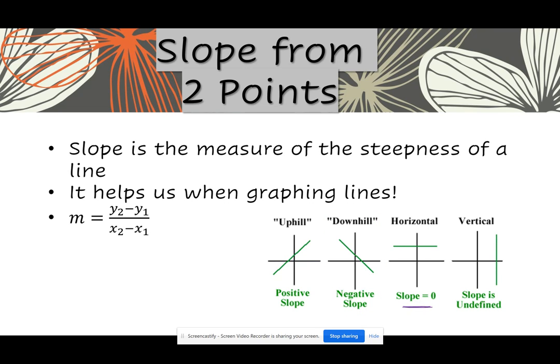Your slope can be 0. That happens when you have a horizontal line. And your slope can be undefined, which is only when we have a vertical line. So the equation that we're going to use to find slope from 2 points is m, which is slope, equals y2 minus y1 over x2 minus x1.